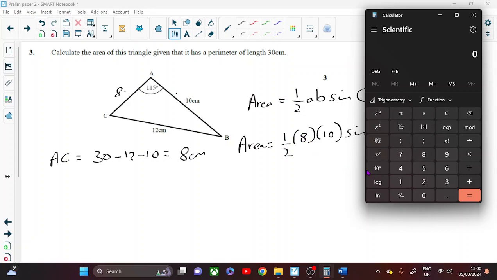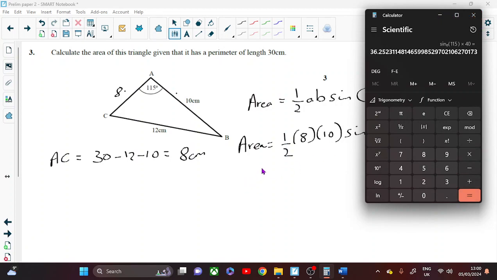We've got, well, half of 8 is 4, so 4 times 10 is 40, times sine... no, that's not the way this calculator does it. Right, I need sine 115, so I need to sine that first. There we go, and I can times that by my 40, and I will get 36.25 approximately. So 36.3 to one decimal place, or 36.25 to 2 decimal places.